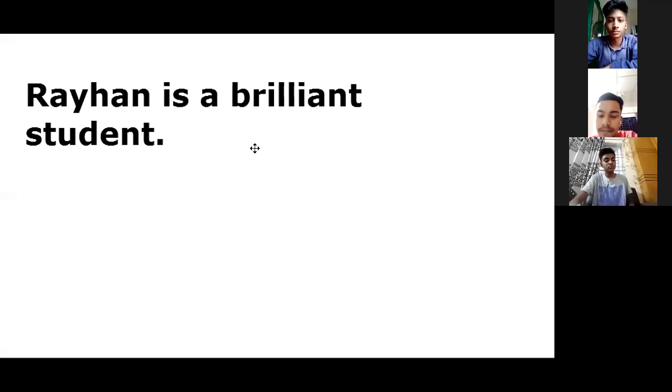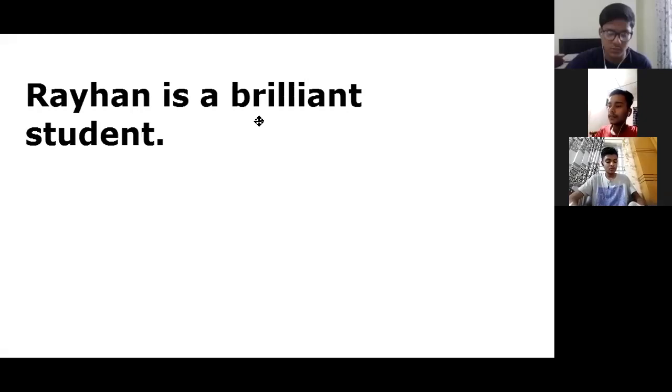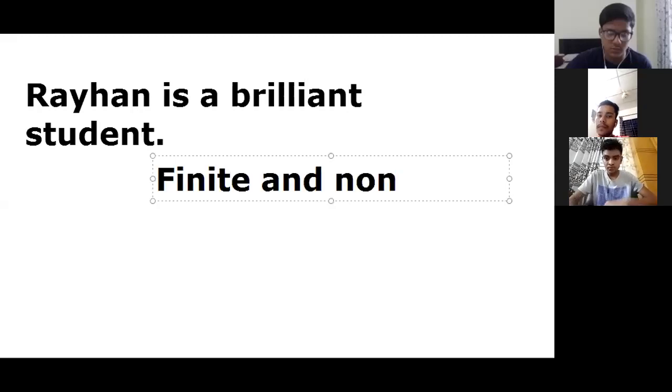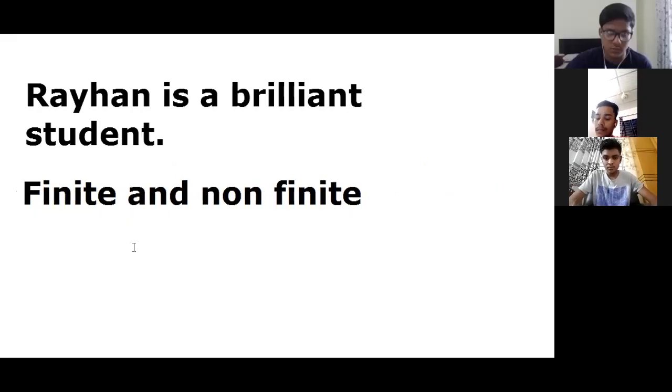Who can say how many types of verbs there are, or what are the categories of verb? Finite verb and non-finite verb. Verbs are divided into two. They are finite and non-finite. Excellent. Thank you very much. We can divide the verb into two. First, finite. Non-finite. Finite and non-finite. Who can say what is finite verb?